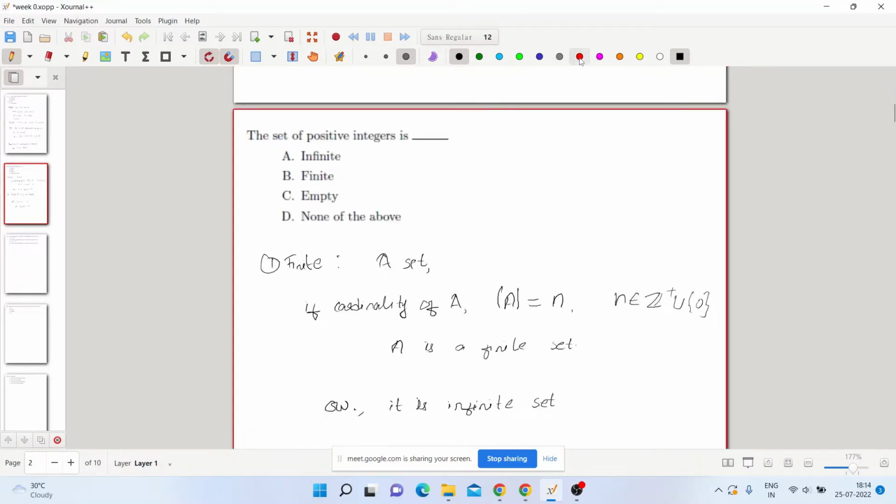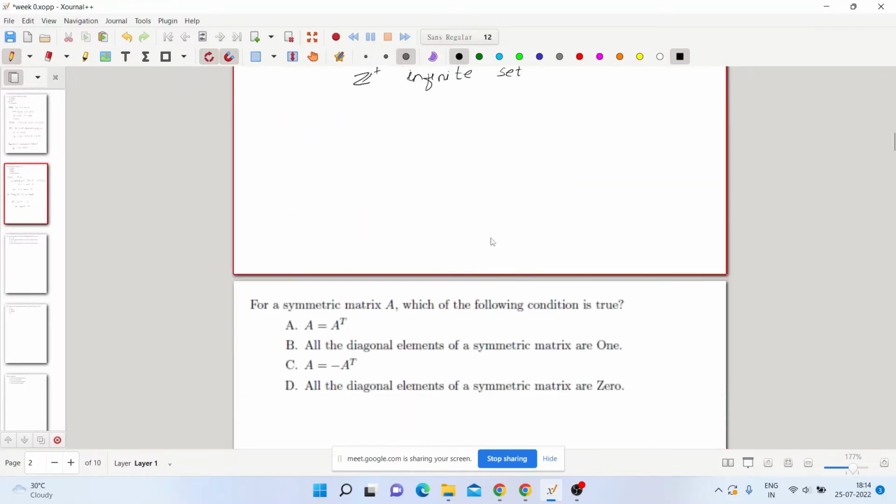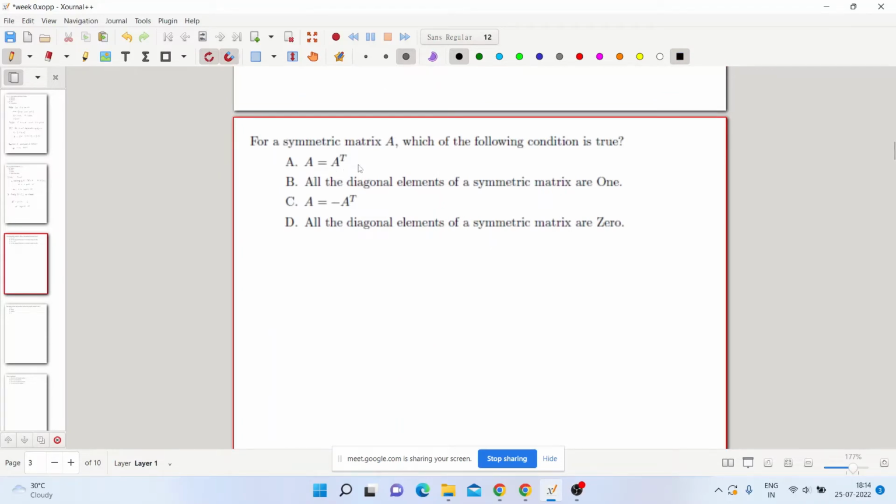So here the answer is: the set of positive integers is infinite. Now let us go to the next problem. For a symmetric matrix A, which of the following conditions is true? What is the definition of a symmetric matrix? If A is a matrix and A equals A transpose, then A is symmetric.